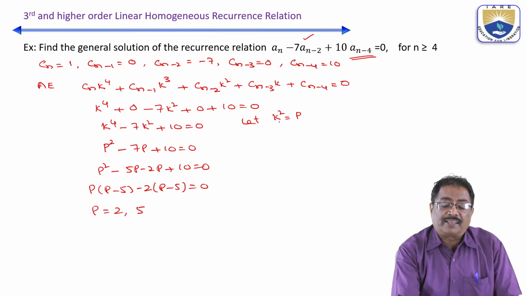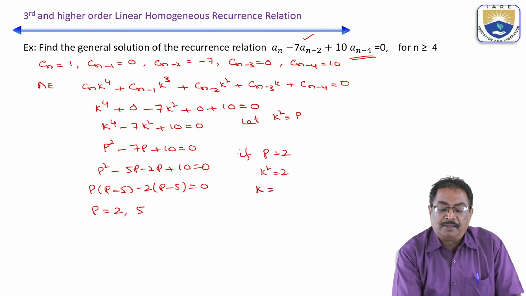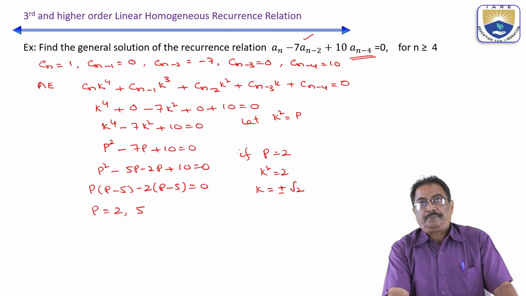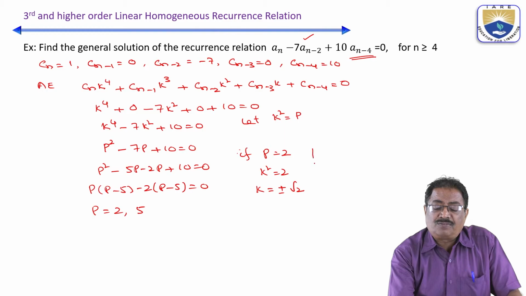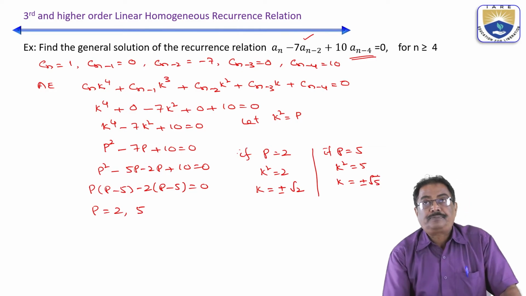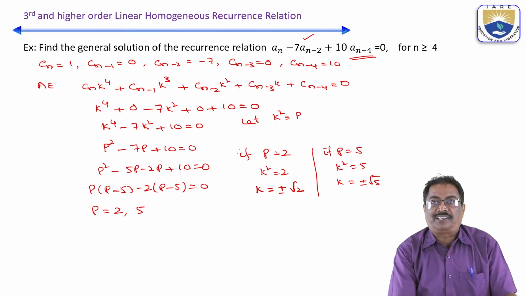So p is k square. If p equals 2, then k square equals 2. So k is plus or minus root 2. And if p equals 5, k square equals 5, k equals plus or minus root 5. So 4 roots are there. All roots are real and distinct.